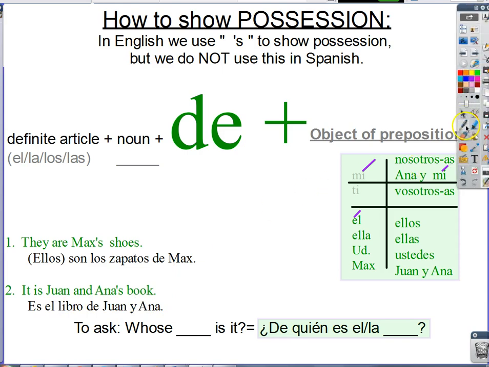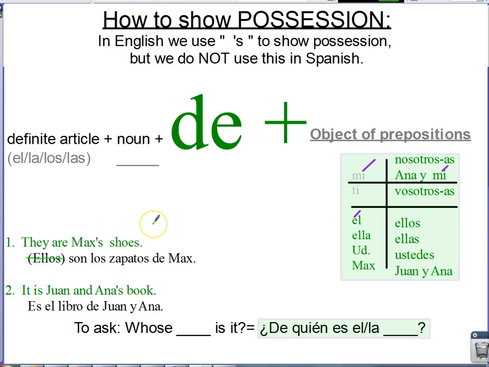Also, we put a line through this ellos because shoes are inanimate objects. What's an inanimate object? It means it's not living. And when you're talking about inanimate objects, you don't usually use ellos to say they because it's clear that you're saying they are Max's shoes. What other subject could this be? You guys. But you wouldn't say you guys are Max's shoes, so that doesn't make any sense. So in these sentences with inanimate objects, we don't use the pronoun.